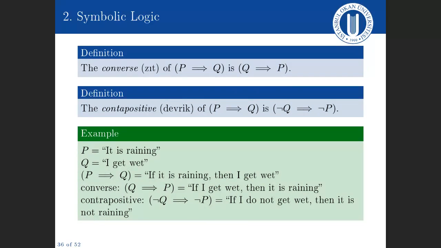The converse of P implies Q is Q implies P, and the contrapositive of P implies Q is not Q implies not P. So for example, if P is "it is raining" and Q is "I get wet," then P implies Q is: if it is raining, then I get wet. The converse is: if I get wet, then it is raining. And the contrapositive: if I do not get wet, then it is not raining.